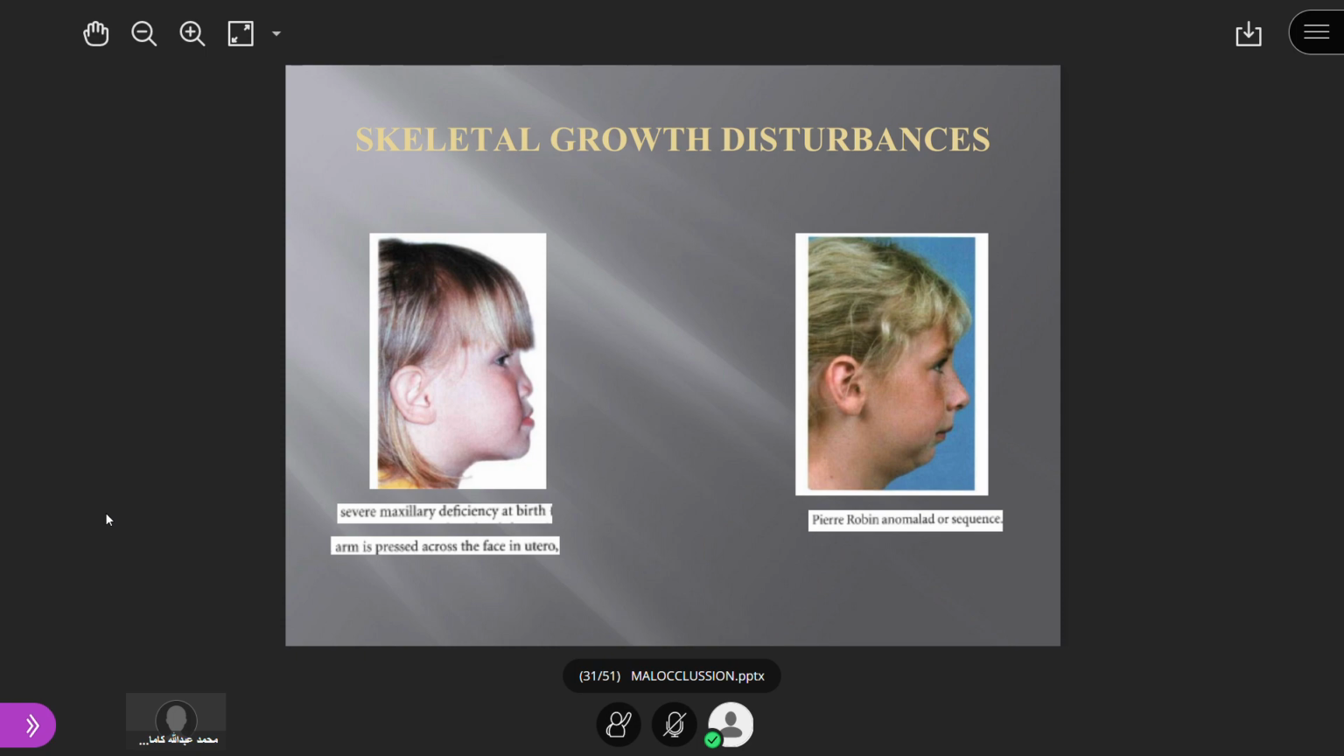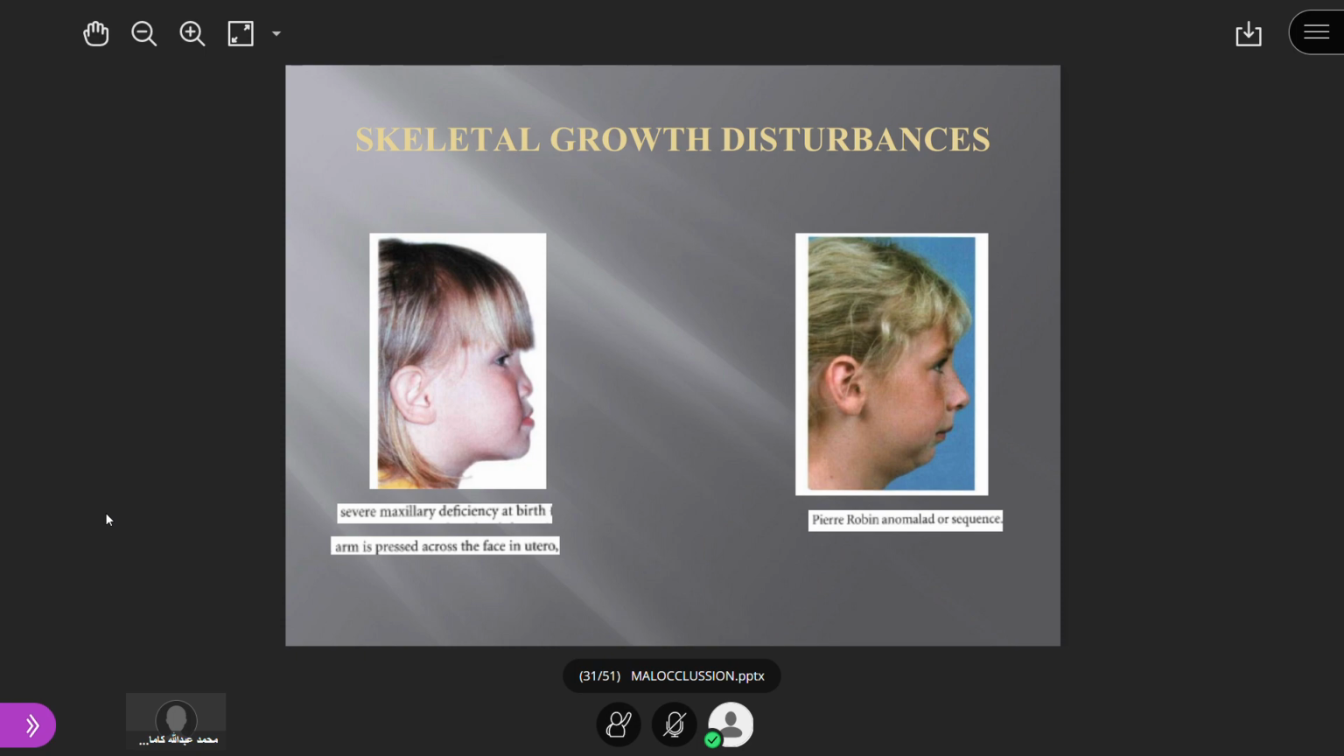Or another thing in which the mandible is severely deficient, if you can see it in the right picture, it's a Pierre Robin anomaly or a sequence. Previously, it was considered a syndrome, but now it is not considered a syndrome. It is a sequence of some steps. If the patient's head is flexed against the chest, the mandible does not have the space to grow.